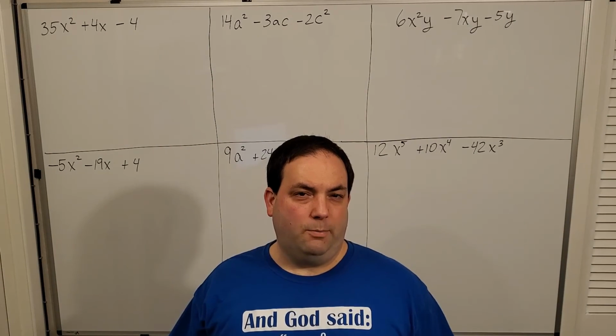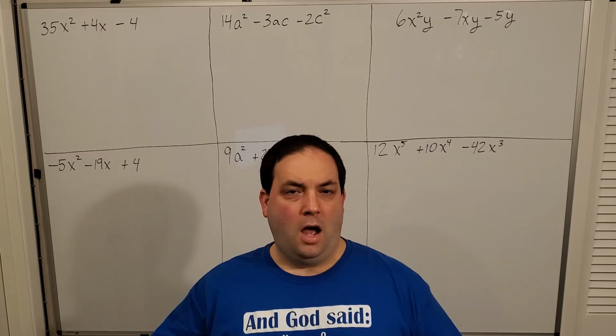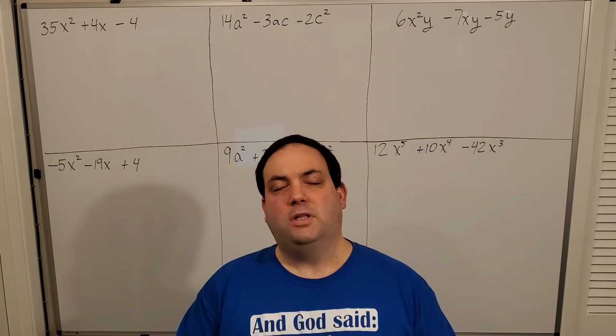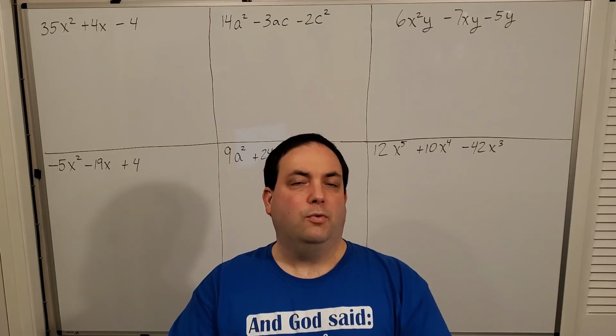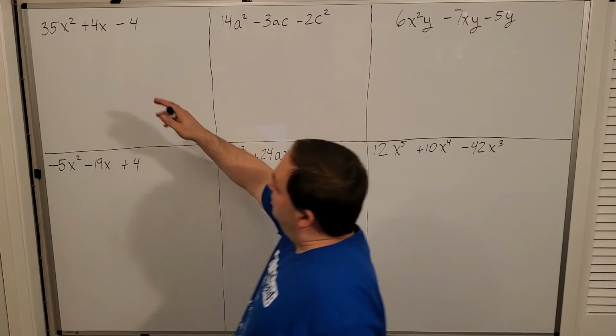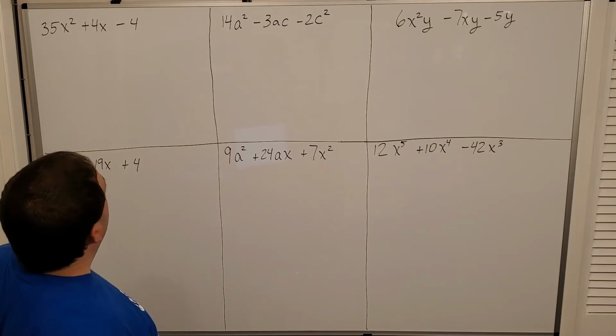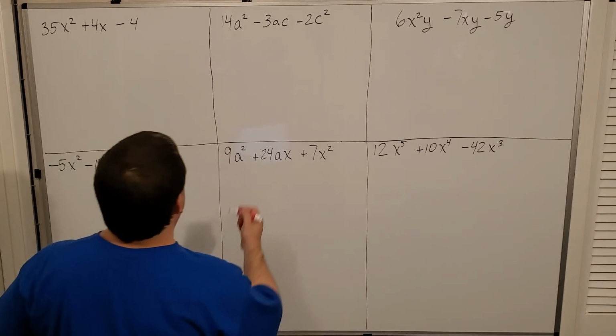Let's work some more examples of this second, more general type of trinomial. I'm going to be using the method that I typically use, which is the double parentheses with the filtering. Okay? So 35x squared plus 4x minus 4. Remember, I start with the AC method.